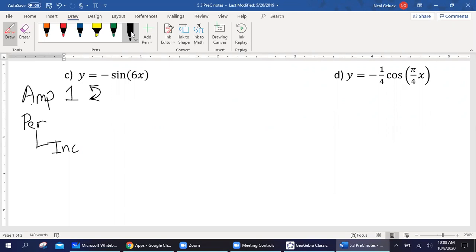This one is the first one that changes the period. I have a 6 multiplied to x. To figure out my period, I take 2 pi and I divide by that number. So that's going to give me a period of pi over 3. So this is the first time we've had the period change.